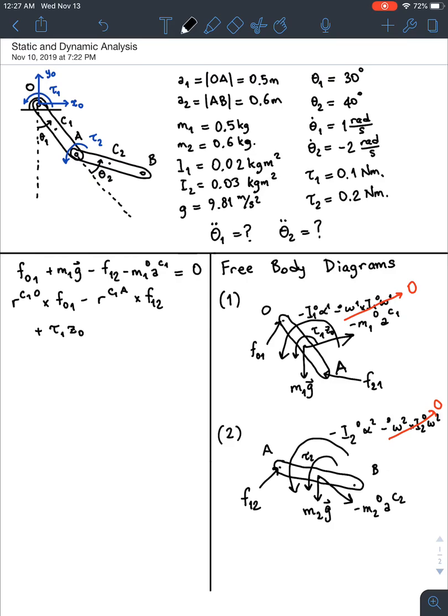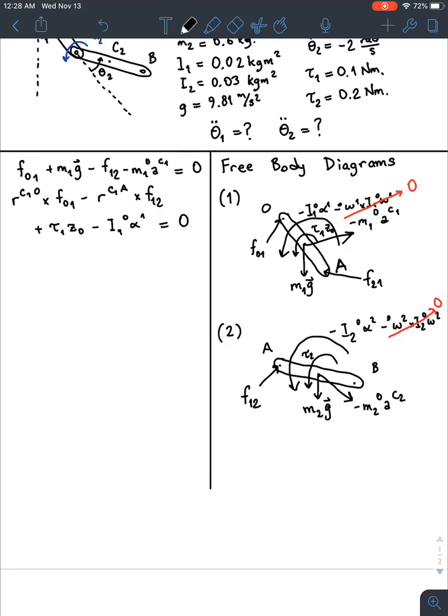All right, very good. And what else do we have? We have the inertial torque, which is minus the moment of inertia of the first rigid body times the angular acceleration of the first rigid body in the zeroth frame, equals 0. And that's it, pretty much. These equations are for the first rigid body.